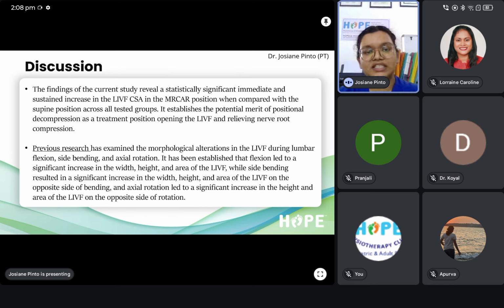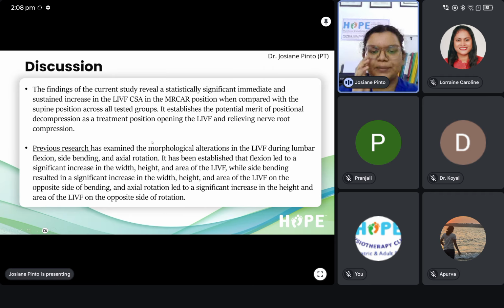So the findings of the current study reveal a statistically significant immediate and sustained increase in the LIVF CSA in the MRCAR position when compared with the supine position across all tested groups. So we saw there was a group A, B and C, and all three concluded with the same thing, that there was a significant difference between the results of image 1 versus 2 or 3.